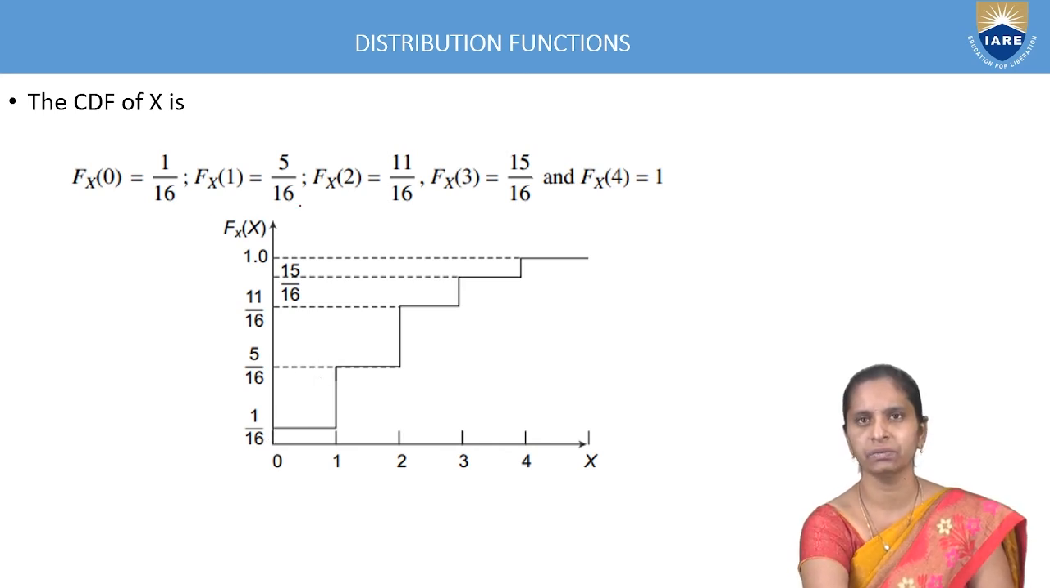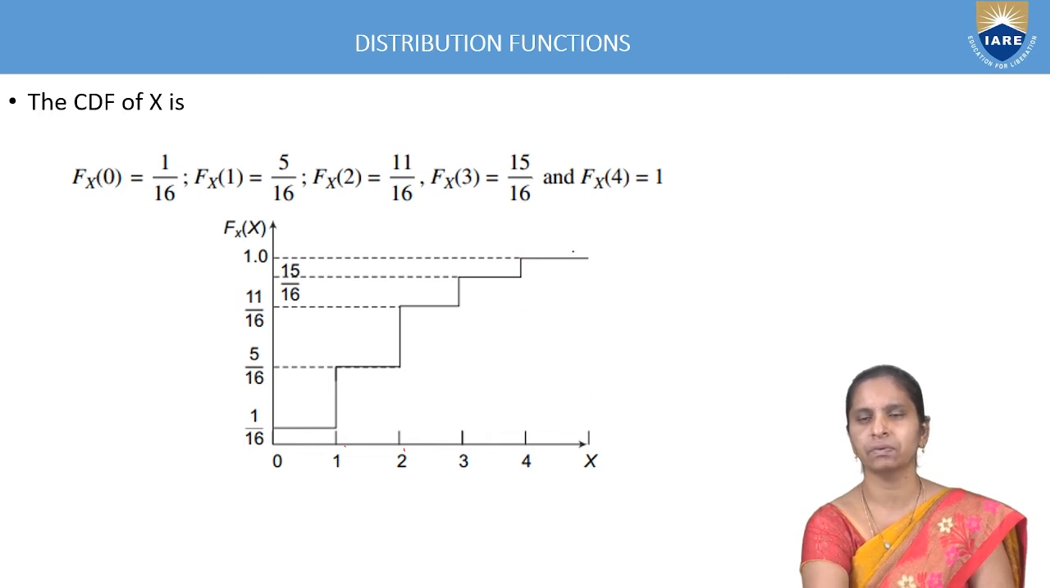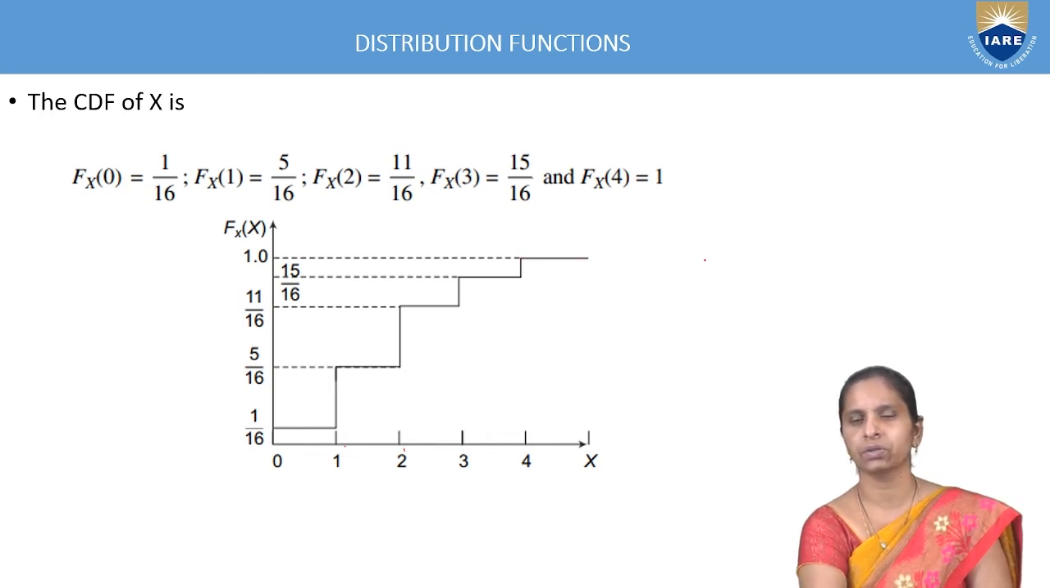At x equals 0, it is 1 by 16. At x equals 1, it is 5 by 16. At x equals 2, it is 11 by 16. At x equals 3, it is 15 by 16. At 4, it is 1. At 5, it is 1, and so on. At x equals infinity it is also 1. Already we have seen that the distribution function for a discrete random variable is a staircase waveform. Therefore, this is the distribution function.